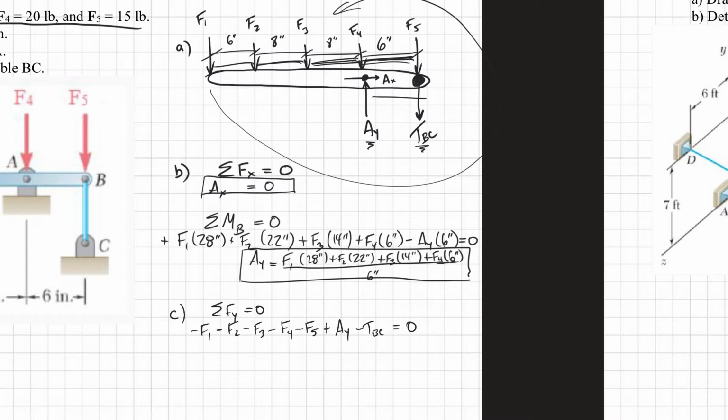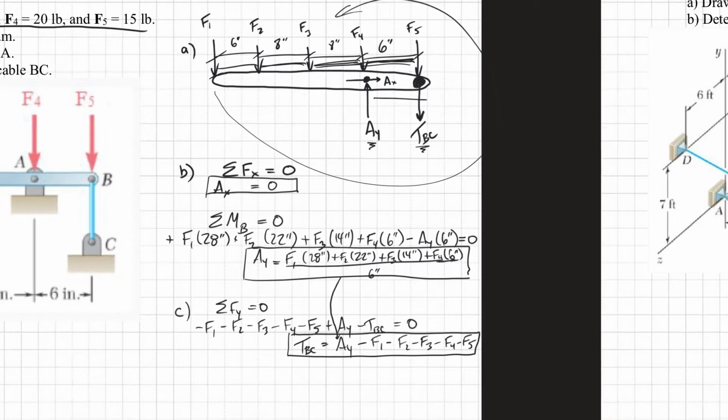Okay, so we'd want to solve for TBC there, which is pretty straightforward. We just move it over to the other side of the equation. And then we'll end up with TBC equals AY minus F1 minus F2 minus F3 minus F4 minus F5. Okay, and that's the way that most of you did this problem. What you'd have to do is take your answer from up here and plug it in right there.